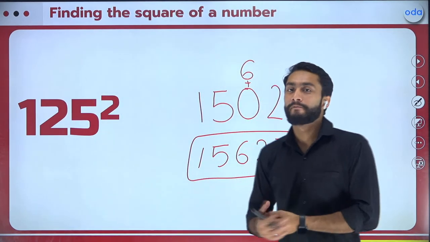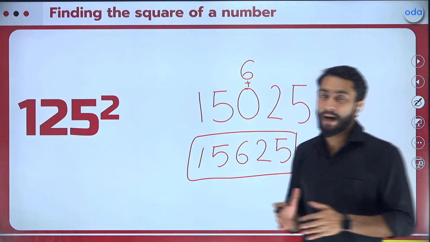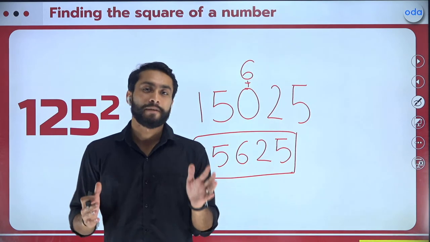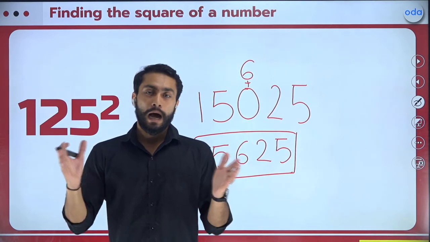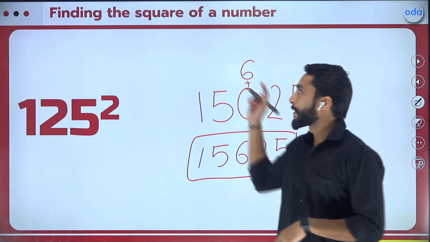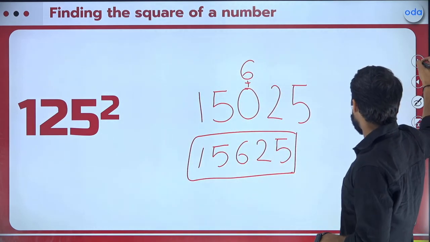How to find perfect squares, right? So we can easily find perfect squares from 26 to 125 in just 5 seconds, if you know what are the perfect squares till 25, right? So that we have done today. I hope you have understood the topic.